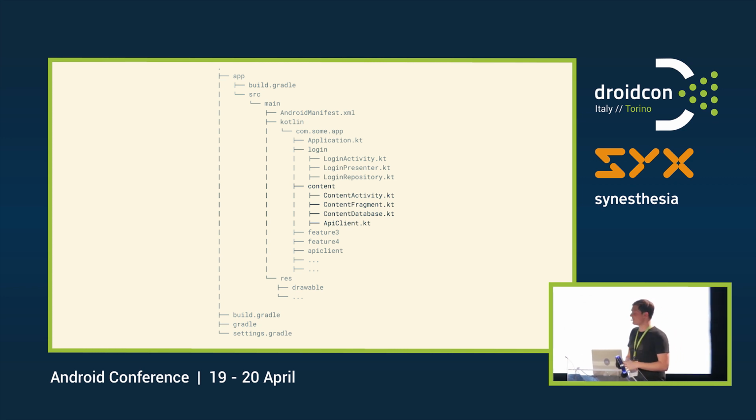And you already see the content feature has an API client in there. Why? We don't really know. It's just been there for a while, never really wanted to move it. So these are things that just start happening in your code bases, and modularizing is a way to prevent that from happening as well.